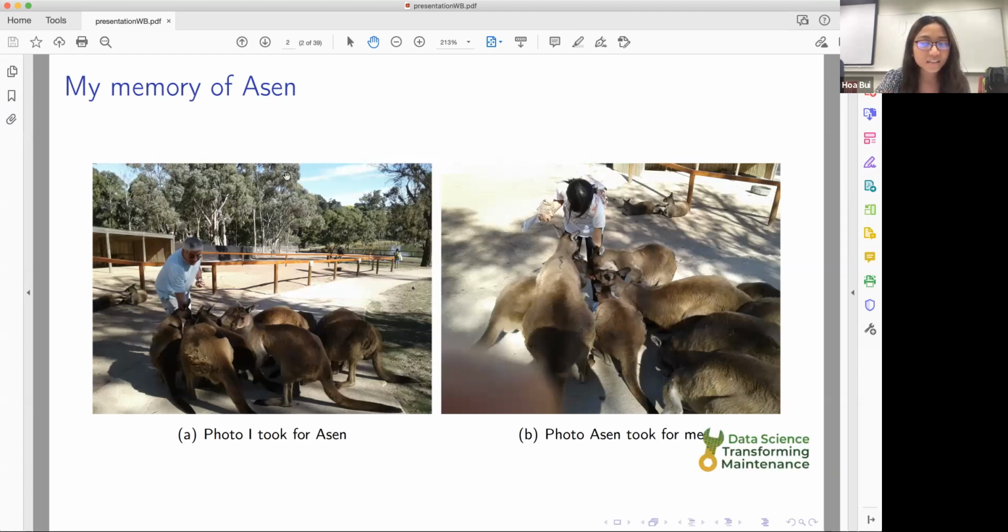But Asen is my first friend academically, because I first met him in 2017 when I first came to Australia, and he came to Australia to visit Alex as well. But he secretly told me that he just came because of the Australian Open. So it's still a secret from Alex. So we went to the zoo together. This is a photo I took for him, and then he took for me. So we became friends since then.